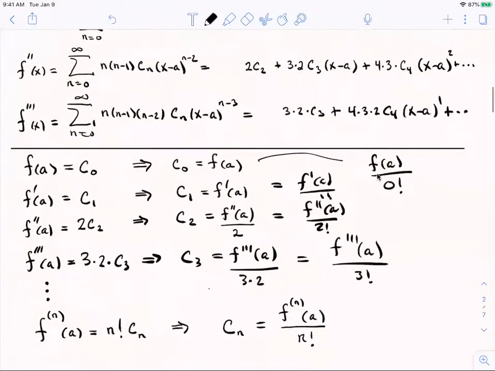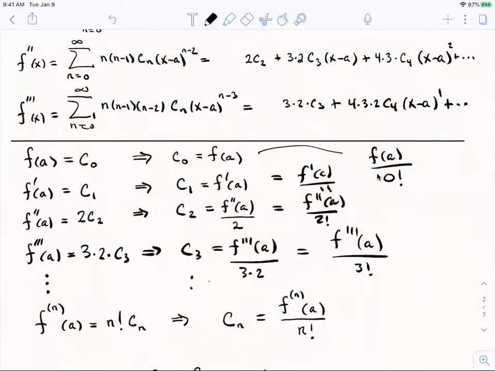So if we repeat that, this is the punchline that I want to get at. The nth coefficient in this power series is just the nth derivative of my function f at the center divided by n factorial. All right, so if we arrange for those to be the coefficients, what have we done?